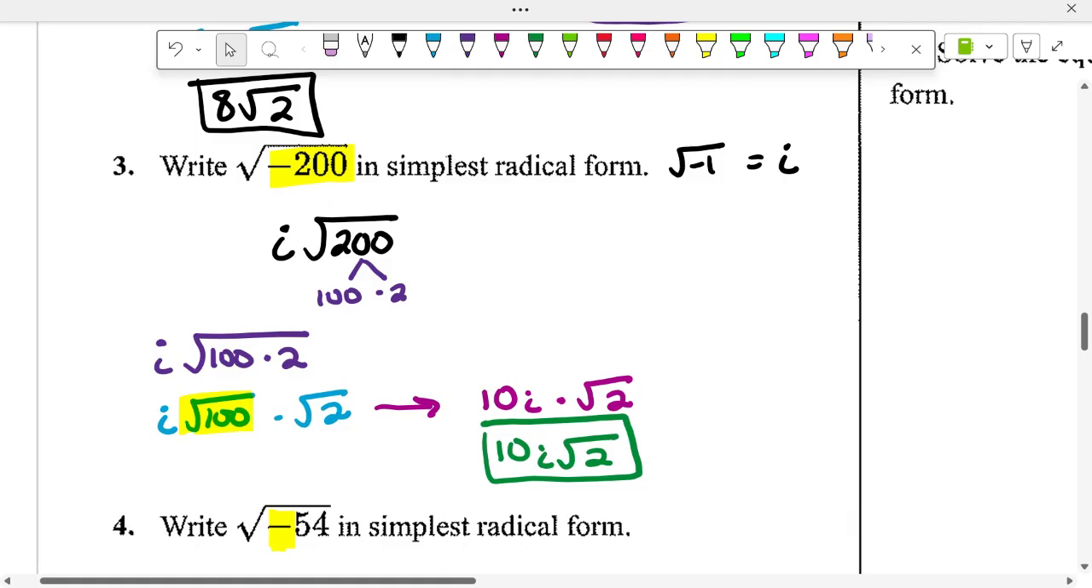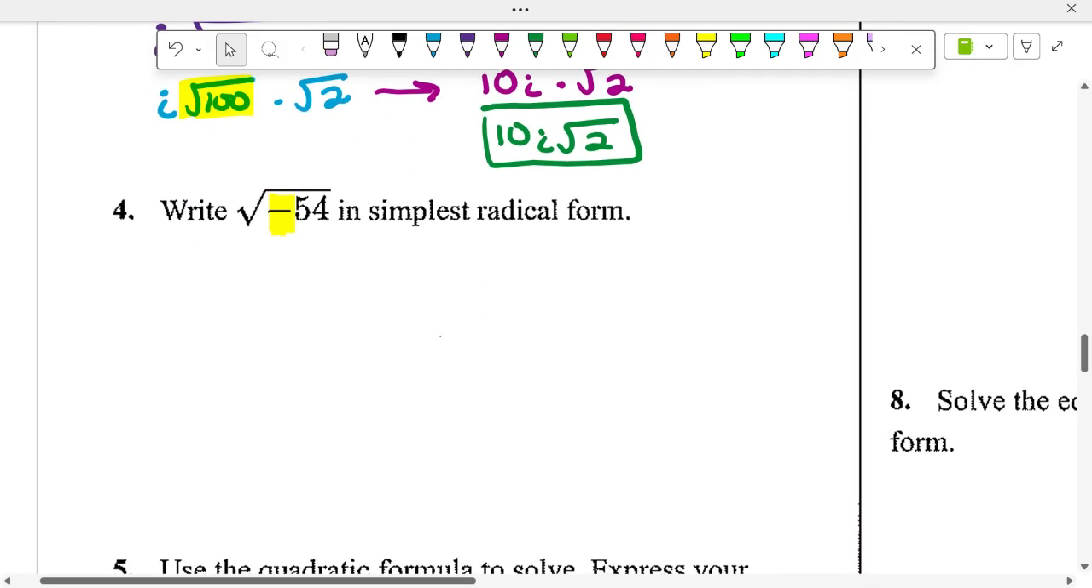I took the i out. There you go. So this would be i square root 54.